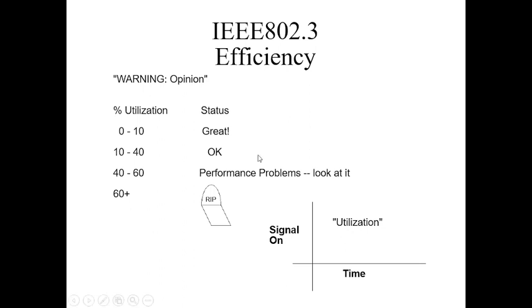So this is the IEEE 802 efficiency warning options we are using, utilization from 0 to 10: status is great. 10 to 40: okay. 40 to 60: performance problems, look at it. 60 plus: we are not using this one. So signals on utilization are the times we are using for efficiency. 40 to 60 performance problems, we have to implement a fix.